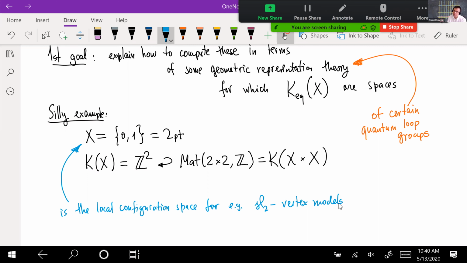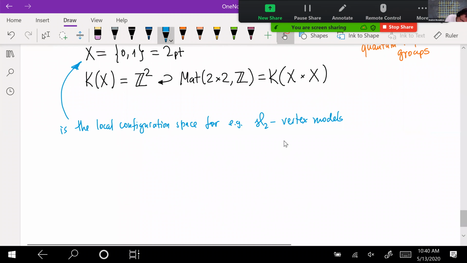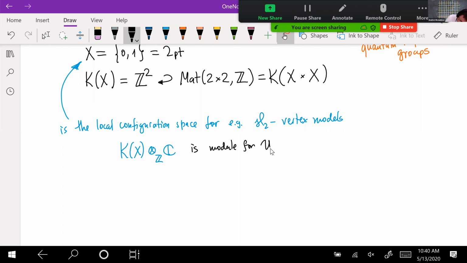But then every edge has two states. And this is, in fact, so in this case, this representation we're talking about, this is this local configuration space, like the C2, K of X, if I make the coefficient be complex, this is a module for the quantum SL2 in a standard way, which is, there's a relation map from, in fact, let's follow by SL2, let's take GL2. GL2, okay, there's a map, GL2 hat, and this is the GL2 hat. This is the quantum group of lattice models.